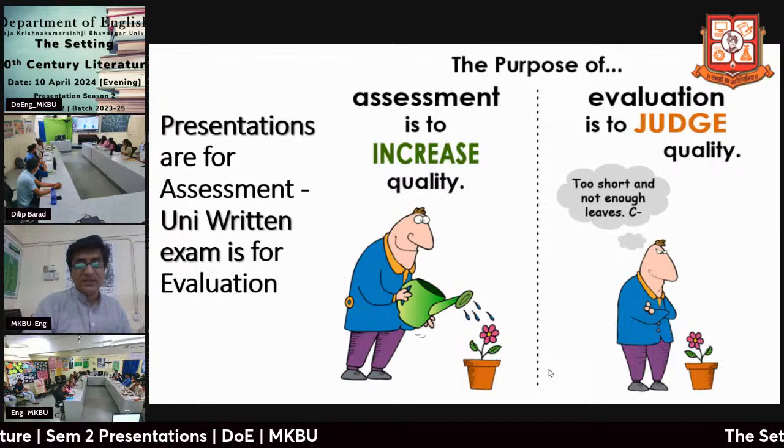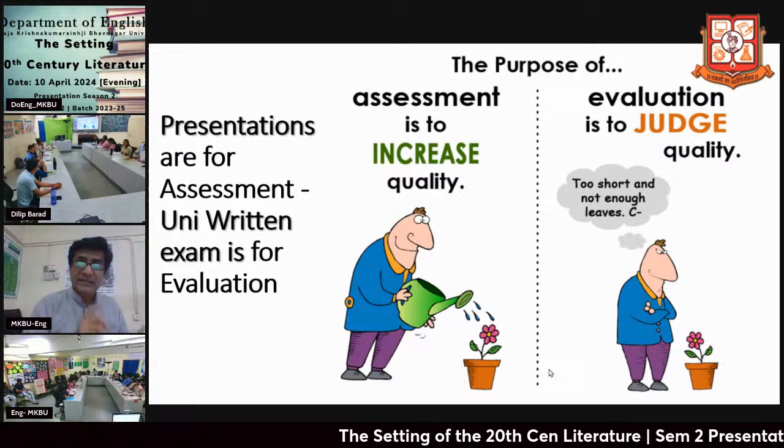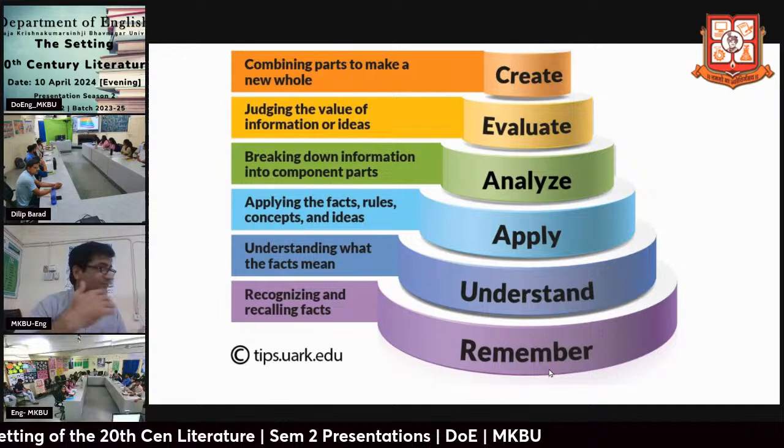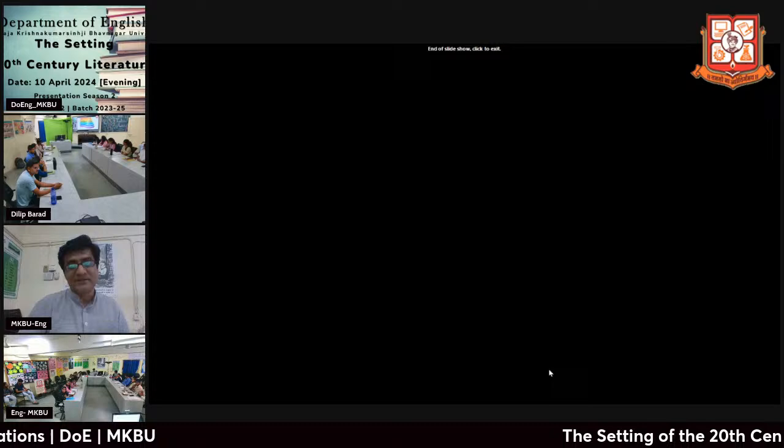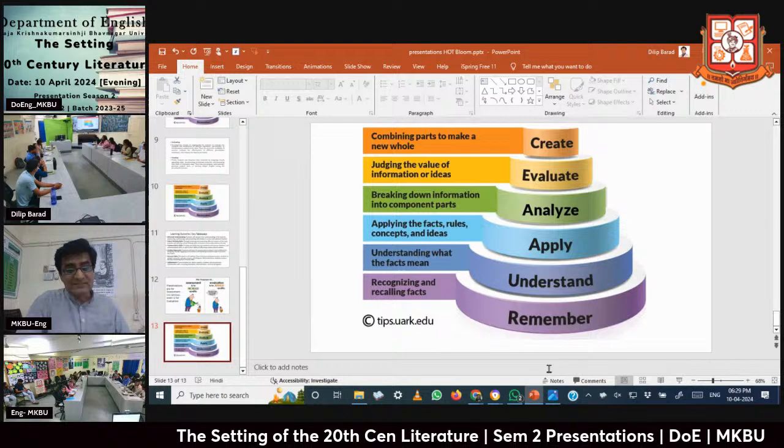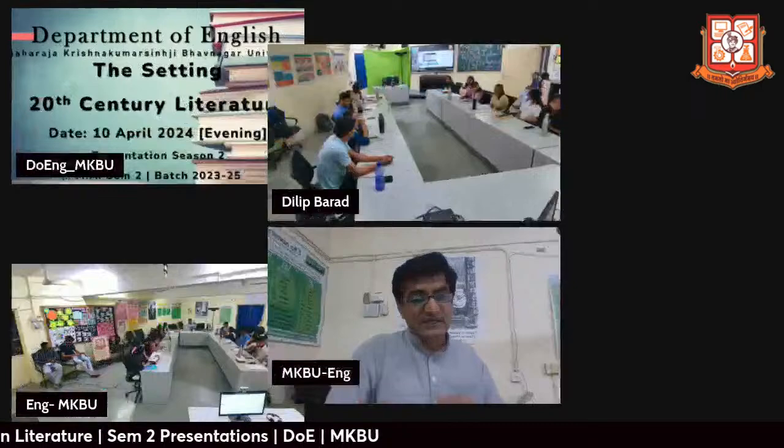The final score doesn't matter a lot, but what quality you have improved, that is more important. And this pyramid, how you can climb from wherever you are, at whichever space you find yourself, how you can move to the top of the pyramid. So these are the objectives of presentations here. I hope in the next semester, you will be able to work on this more significantly and try to articulate yourself accordingly also.